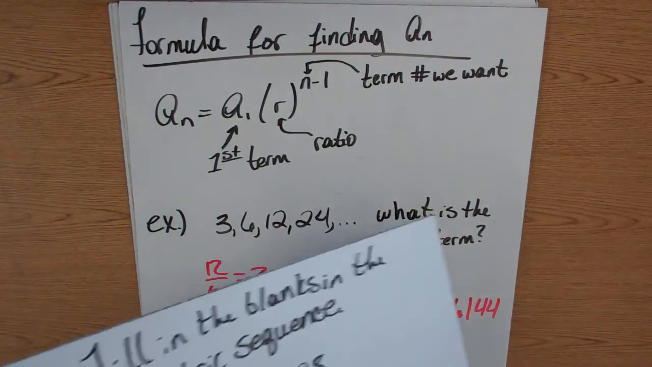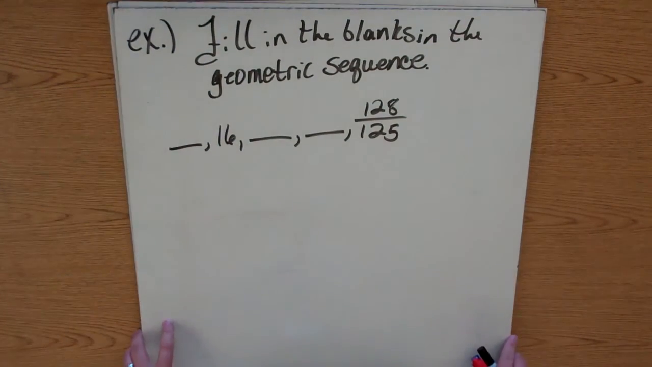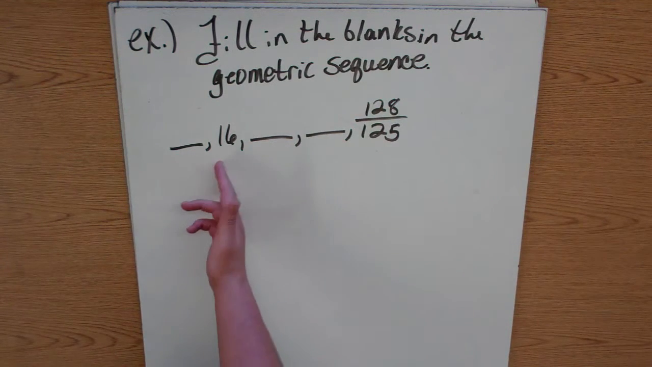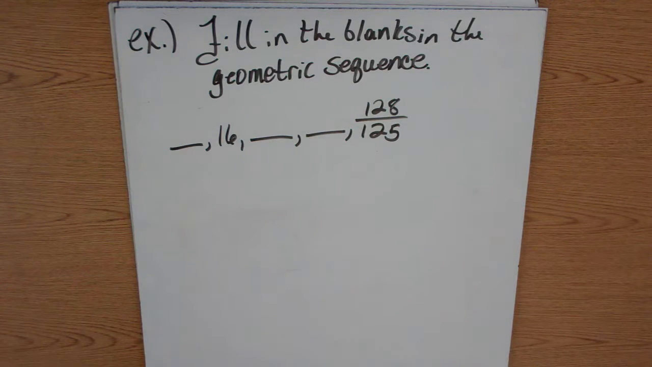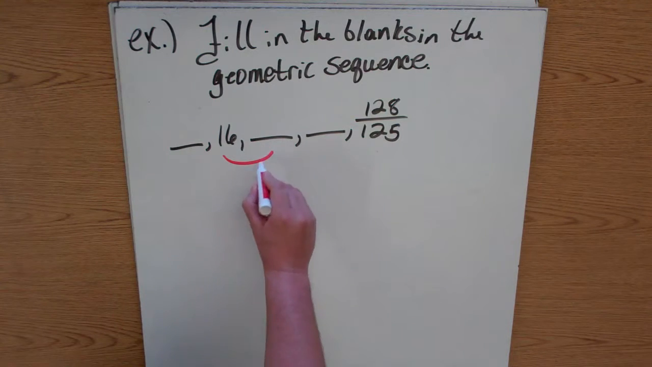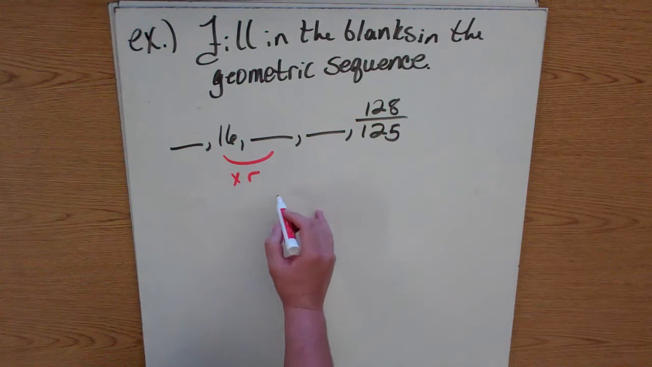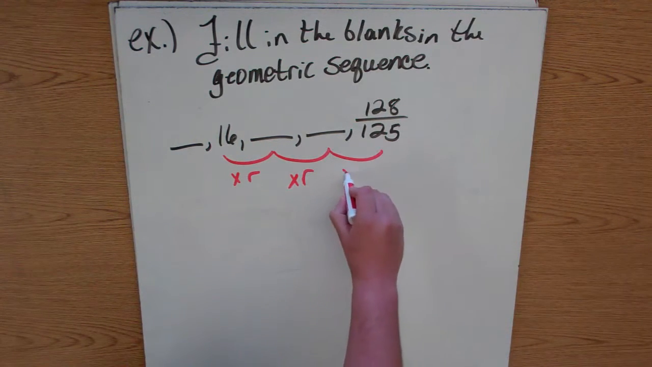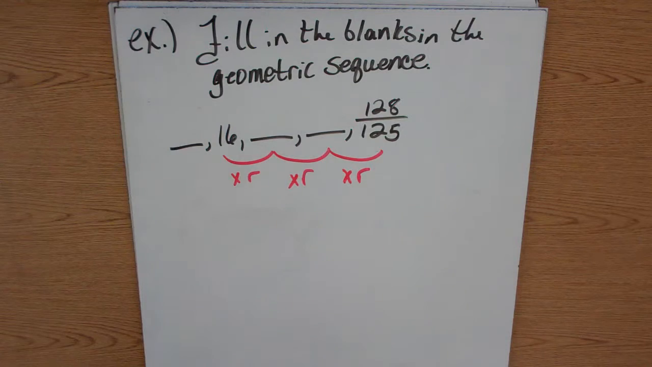Now let's look at another example. Fill in the blanks of the geometric sequence. We have blank, 16, blank, blank, 128/125. How are we going to figure out what our common ratio is, because we don't have the number before it? But we do know that if we took 16 and multiplied it by our ratio, we'd get to that term. If we multiplied it by our ratio again, we'd get that term. And if we multiplied by our ratio again, we would get 128/125.